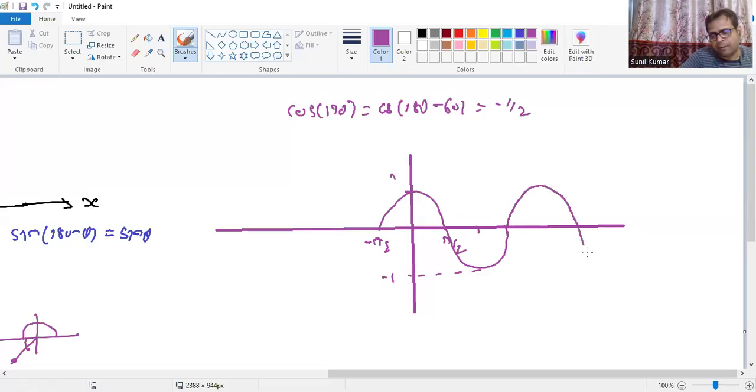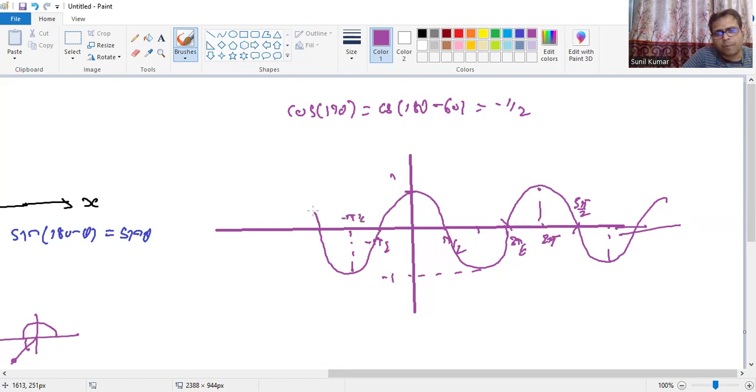Similarly, we can extend this out. This is how the cos angle is going to change. This one is pi by 2. This one is at 2 pi. Here we have 2 pi plus pi by 2, that is 5 pi by 2. And again here we have the value minus pi by 2, sorry, minus pi, and the same here, minus 3 pi by 2.